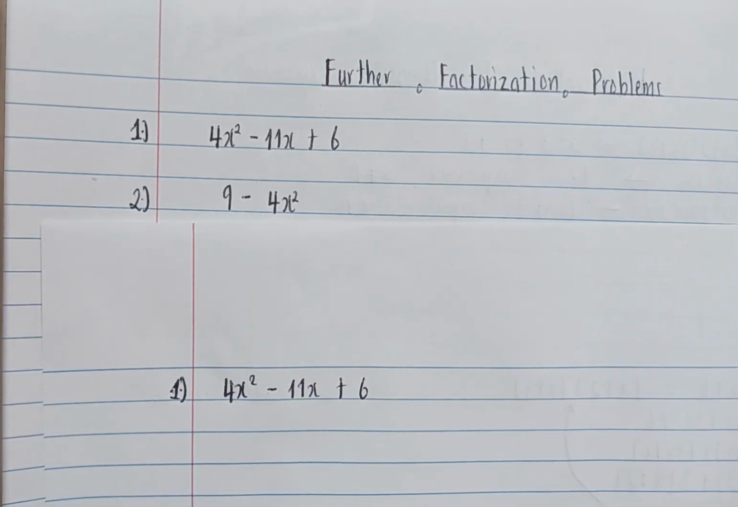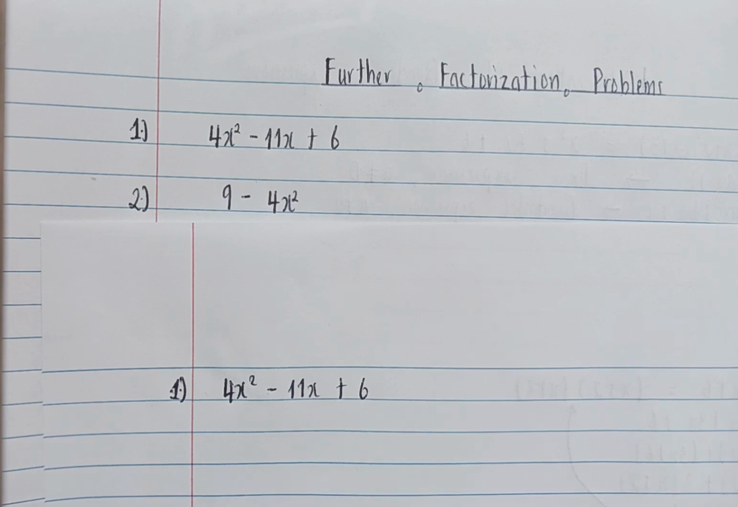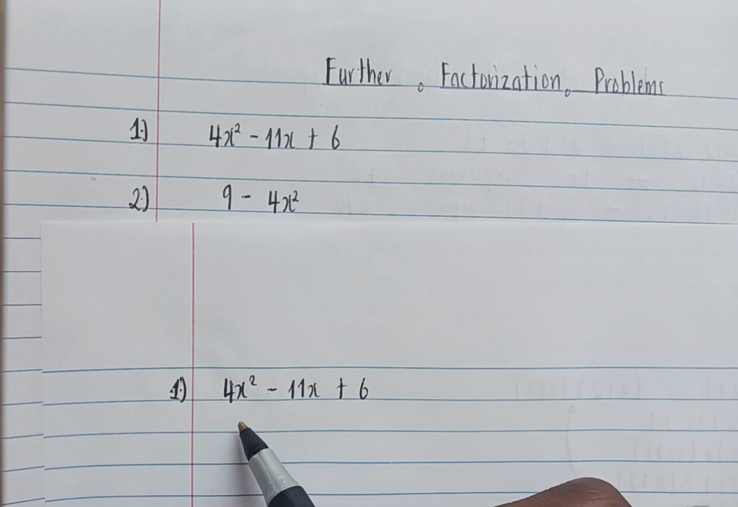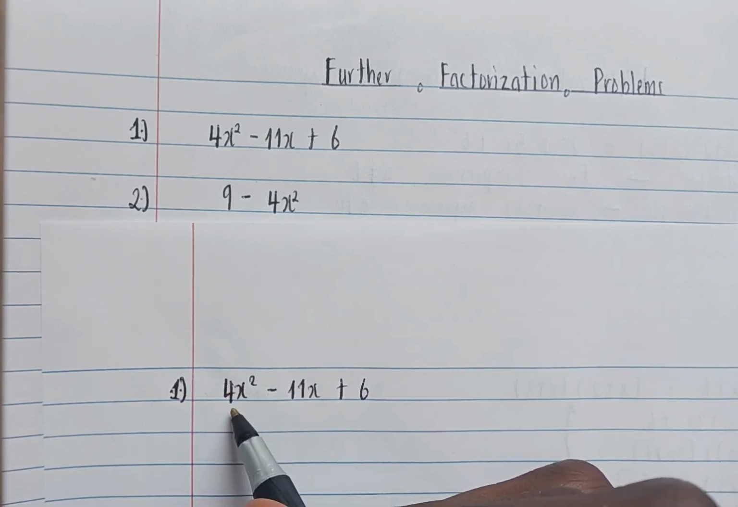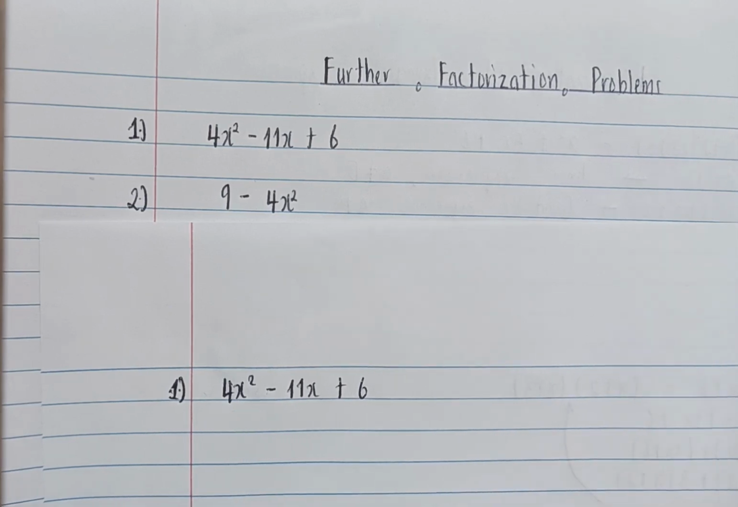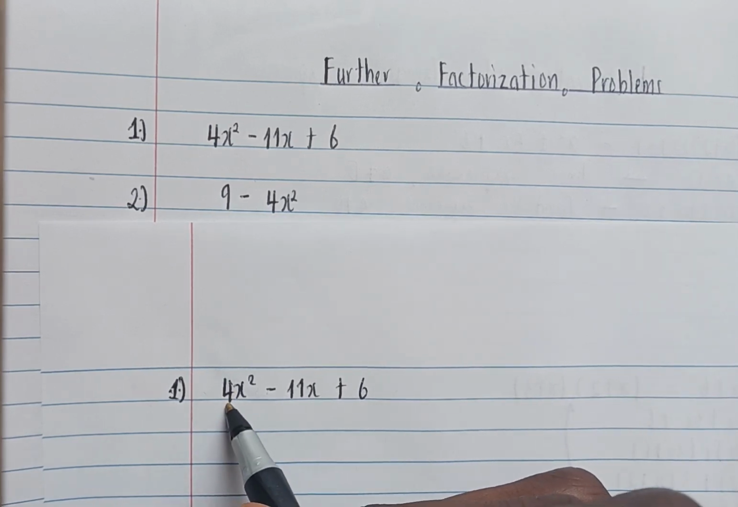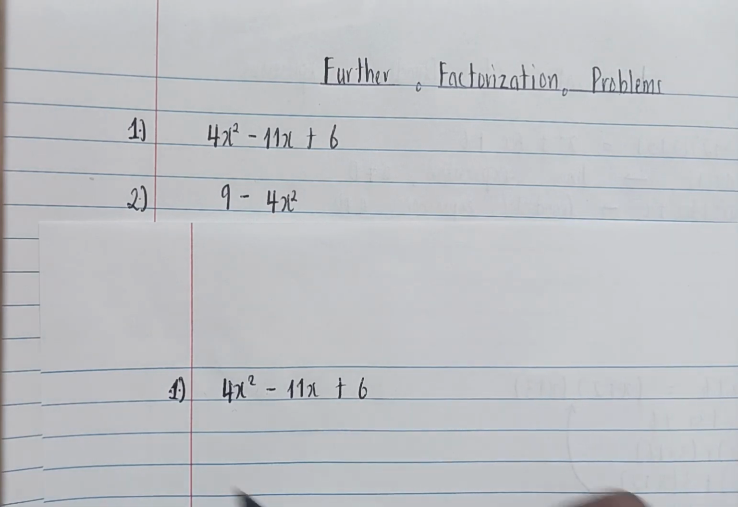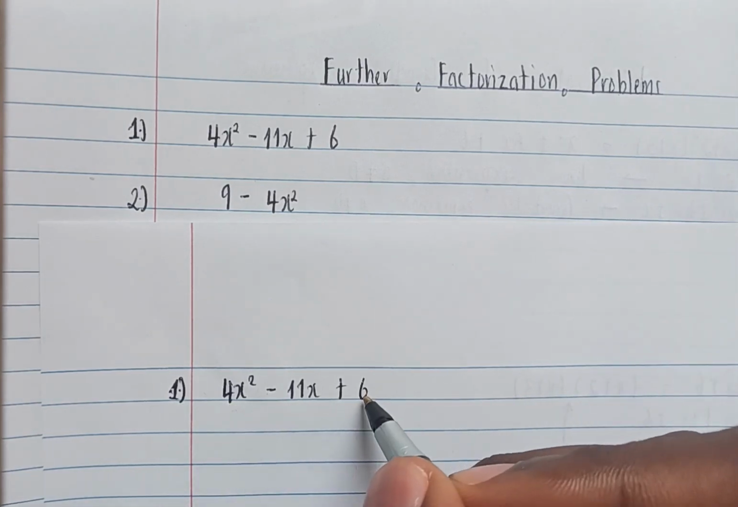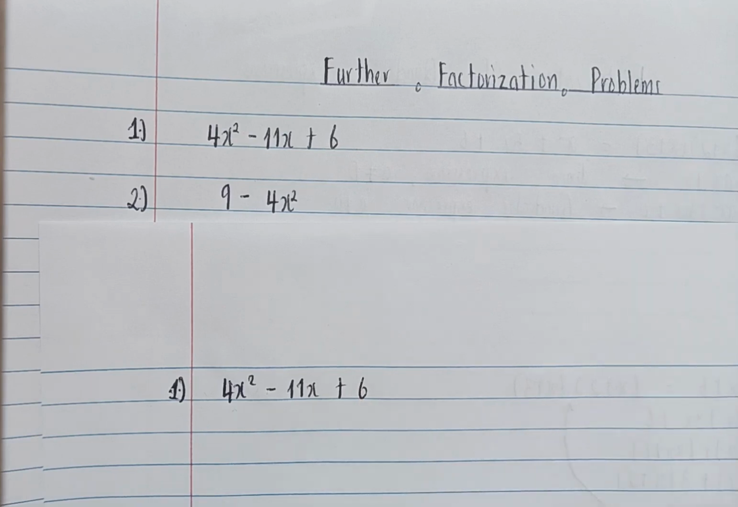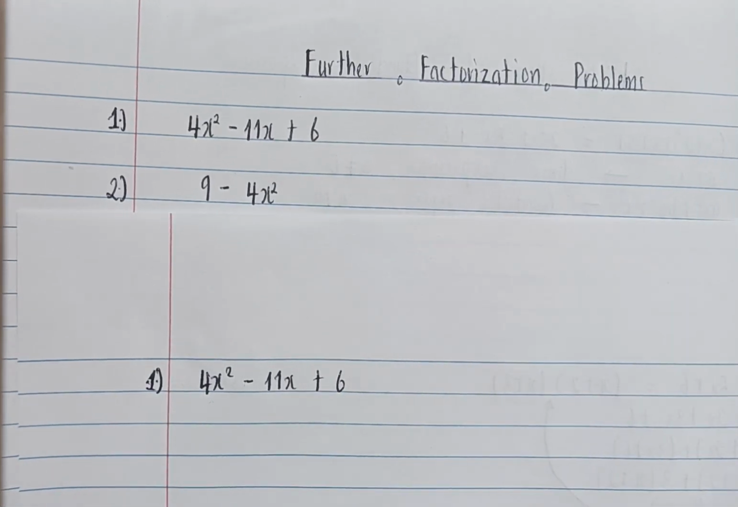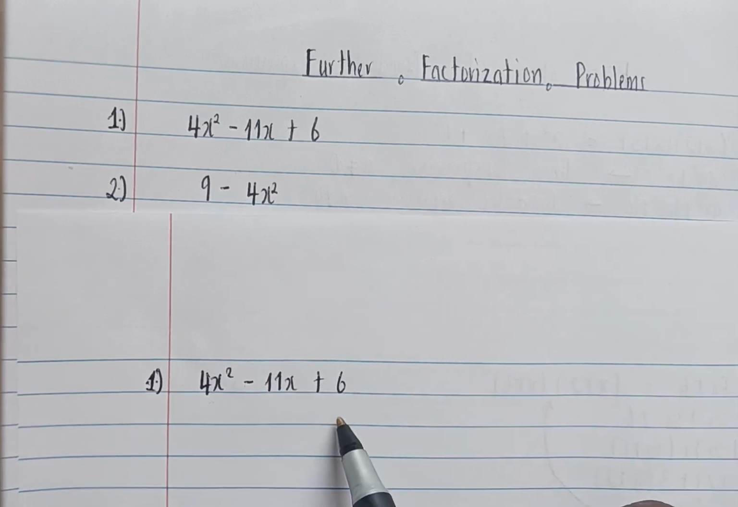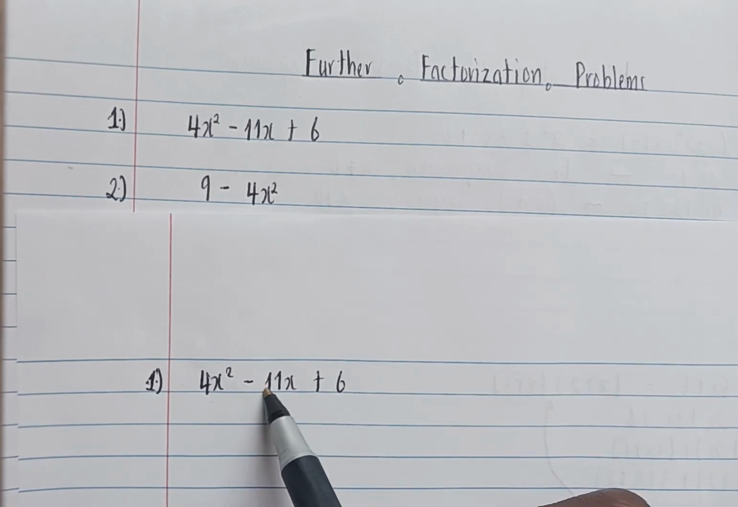Now, in our previous videos, we had quadratic expressions with the coefficient of the term in x squared being 1. Here we have that the coefficient of the term in x squared is different from 1. That is, it is 4. In such a case, we take the coefficient of the term in x squared and multiply by the constant. So here I'll take 4 multiplying with 6. It gives me 24. And I'll find the factors of 24 that when multiplied give 24, and when I add them give negative 11.